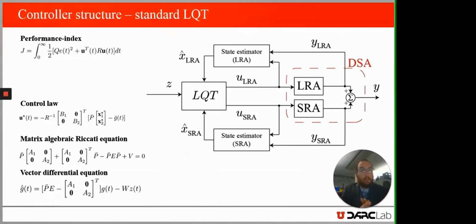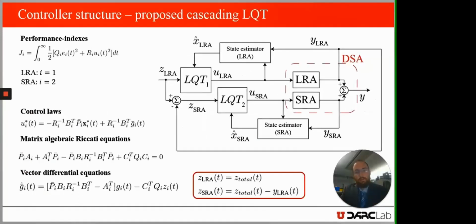First, looking at the standard LQT structure for a DISO system. With performance index J, the optimal control law is defined by U star, along with a matrix algebraic Riccati equation for P bar and a vector differential equation for G bar that needs to be solved backwards in time. A suboptimal real-time implementation can be achieved through negating that state matrix so the eigenvalues are negative, although tracking tends to lag behind the reference.